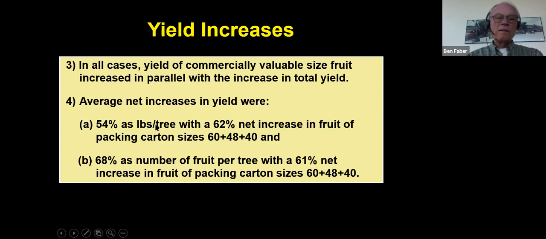54% of the average increases were by weight per tree and also as a net number of valuable fruit in the 60, 48, and 40 sizes. And the number of fruit increased by 61%, as well as that number and proportion in the valuable fruit size.